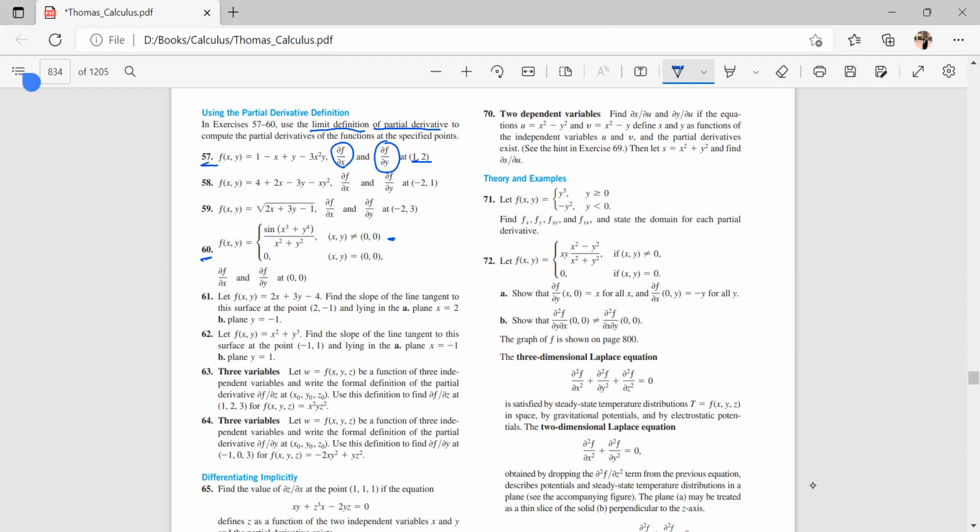So we will use the limit definition of partial derivative and calculate partial f by partial x and partial f by partial y. So we will solve this.